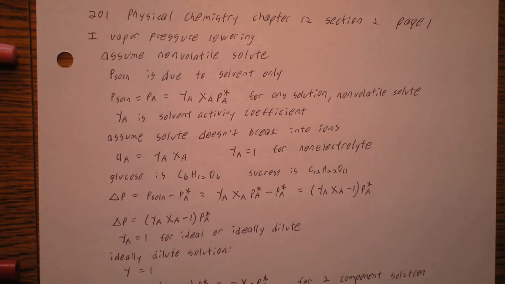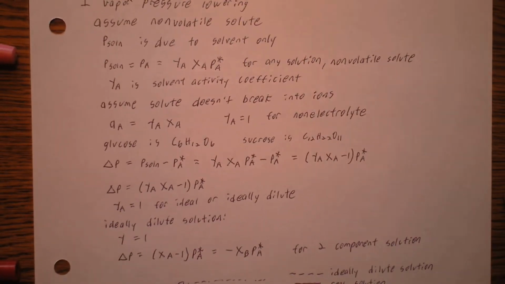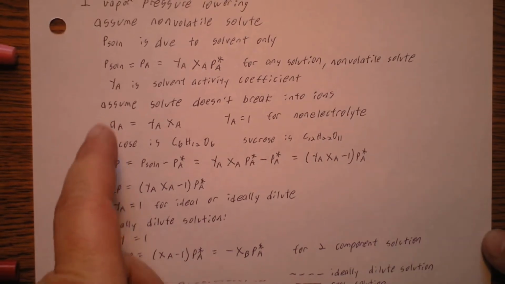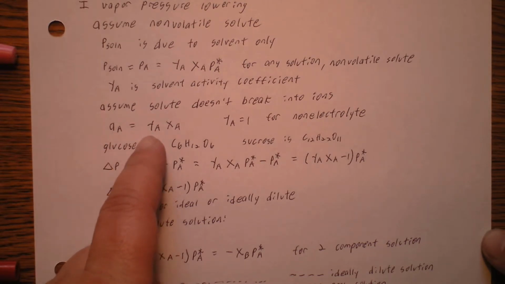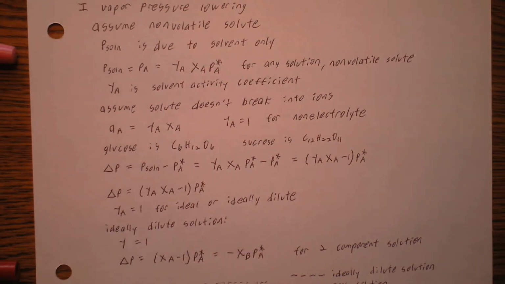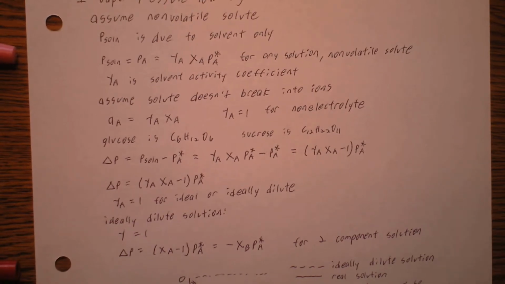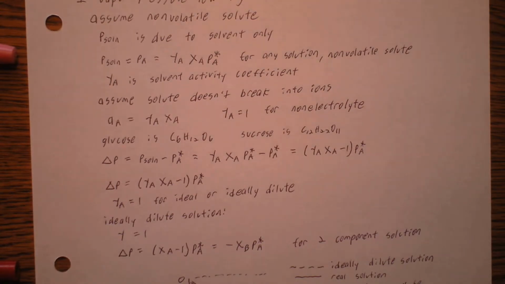Remember, gamma A is our solvent activity coefficient. So let's also assume for now that the solute does not break into ions. Then the activity of A is going to be equal to gamma of A times the mole fraction of A. And remember, gamma of A is equal to 1 if you have a non-electrolyte. So let's say that we have glucose, which is C6H12O6. Sucrose would be C12H22O11.